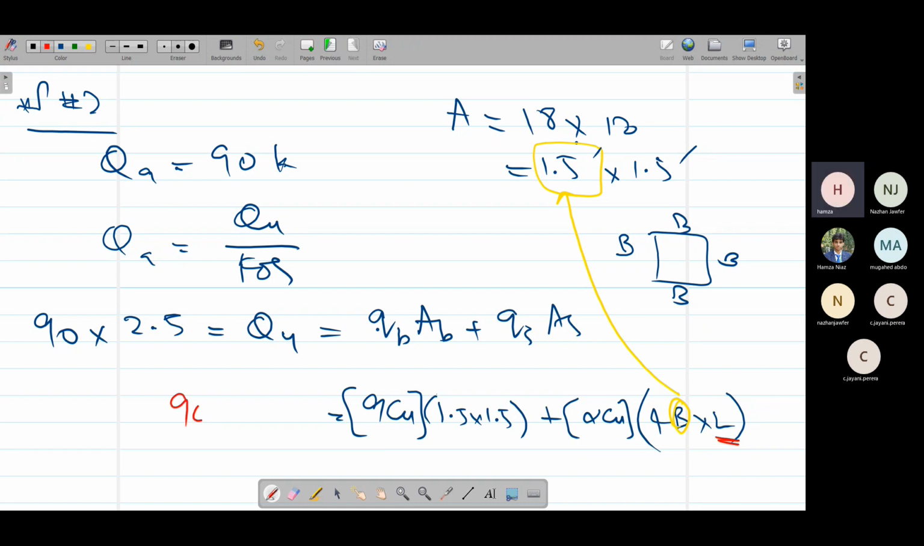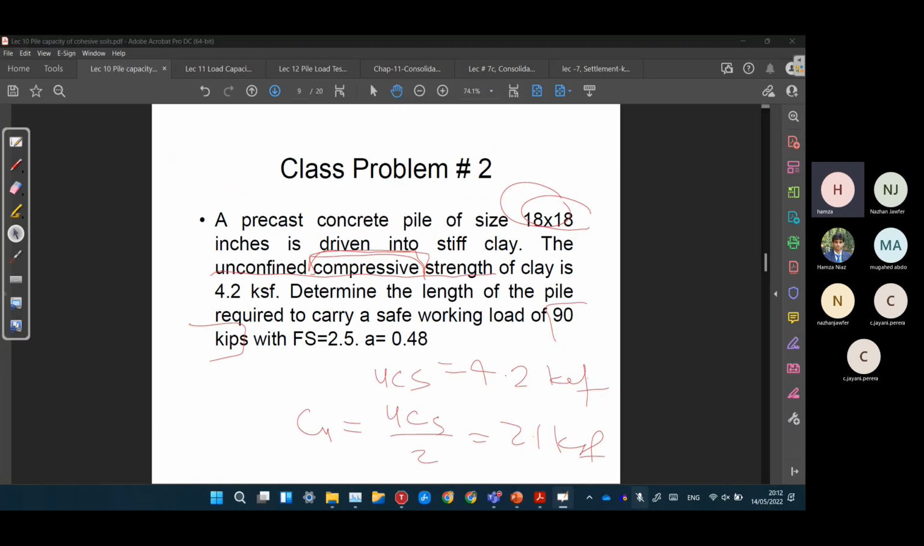If we simply use this equation, we know the Cu value, we know the alpha value, and we know the B value. So the only unknown in this equation is the L value. So simply we can get the L value from this equation. Any issue in this one?